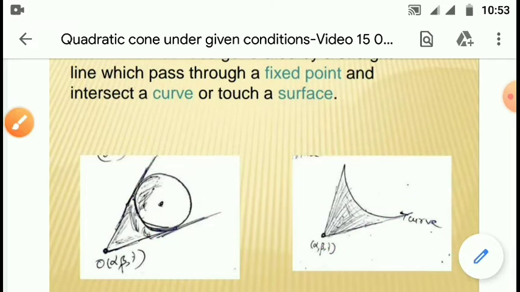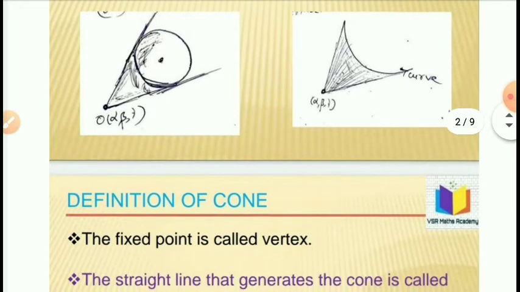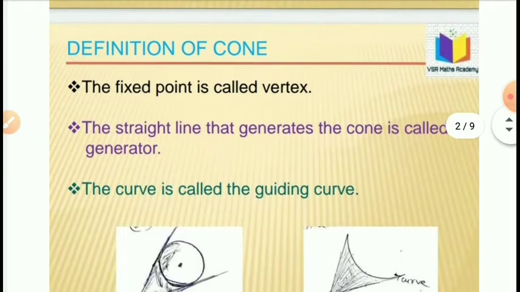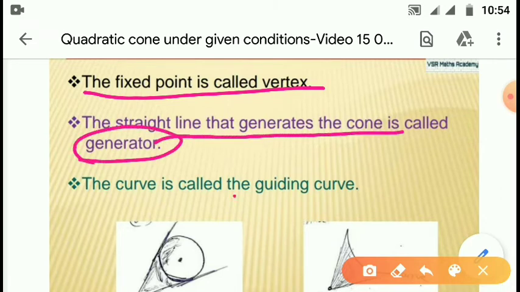So these are the components of a cone. What are the components of a cone? Vertex, generator, guiding curve. How many generators does a cone have? Yes, a cone has infinitely many generators, but each generator passes through a fixed point called the vertex. The fixed point is called the vertex, the straight line that generates the cone is called the generator, and the curve is called the guiding curve or base curve.